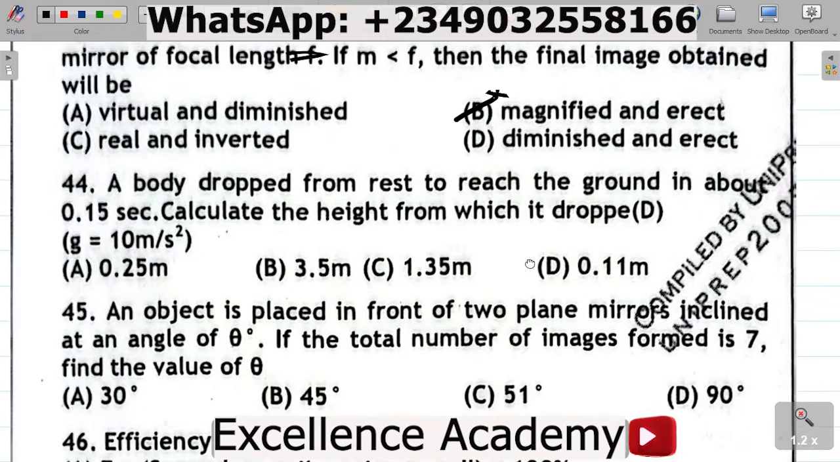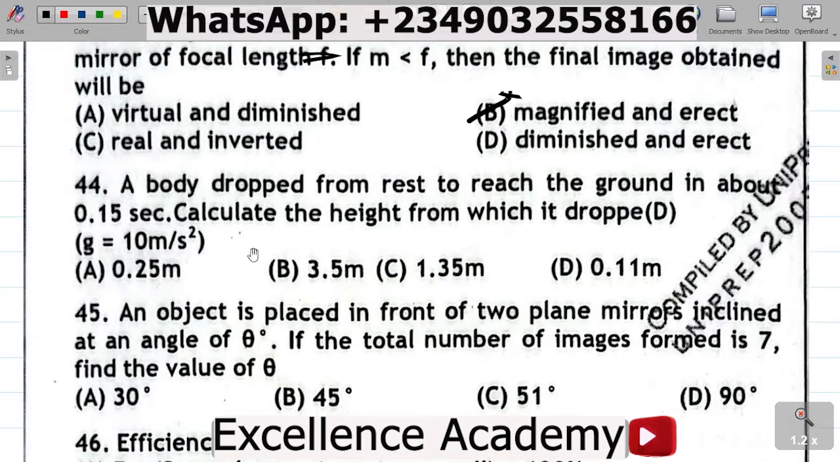Okay. Next up, question 44. It says a body dropped from rest to reach the ground in about 0.15 seconds. Calculate the height from which it is dropped. Take g as 10 meters per second squared. A, 0.25 meters; B, 3.5 meters; C, 1.35 meters; D, 0.11 meters.